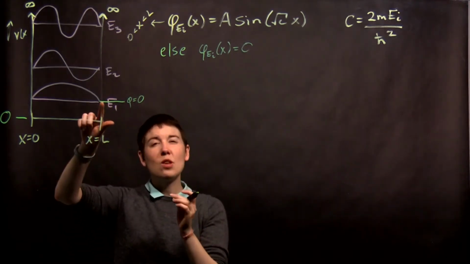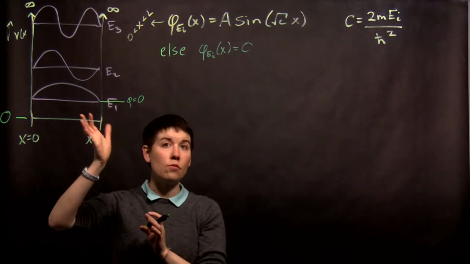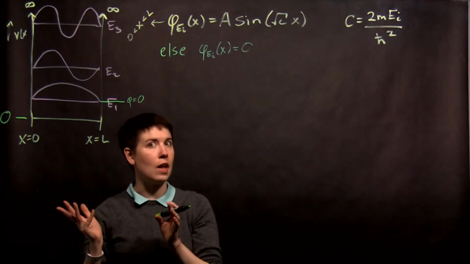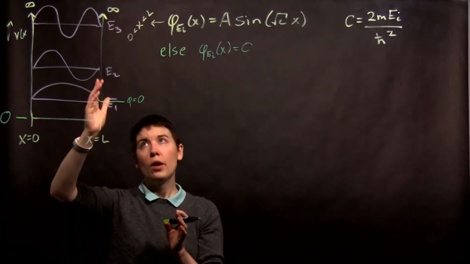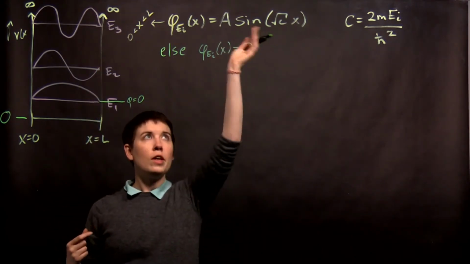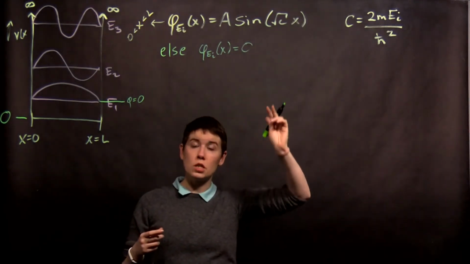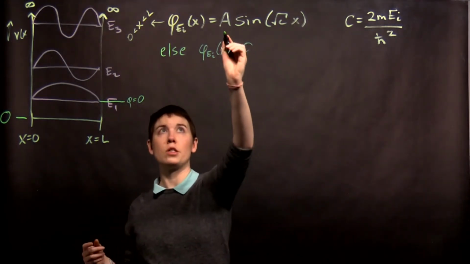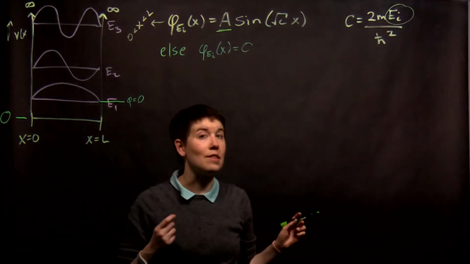Notice that the first derivative isn't continuous here. That's okay. When you have an infinite potential, your first derivative doesn't have to be continuous, but the function itself has to. So it has to go to 0 right at this infinitely rigid wall. Now let's try to figure out a little bit more about these coefficients. In particular, there are two coefficients we want a constraint on: A, and these E.